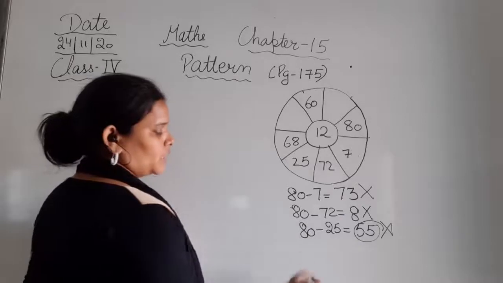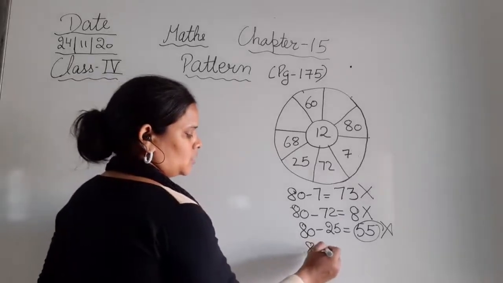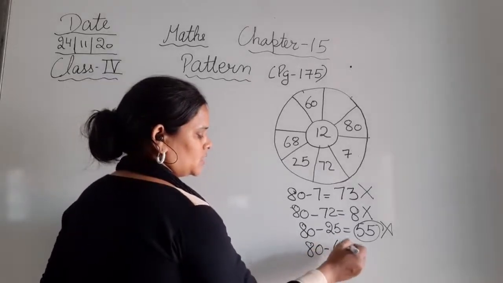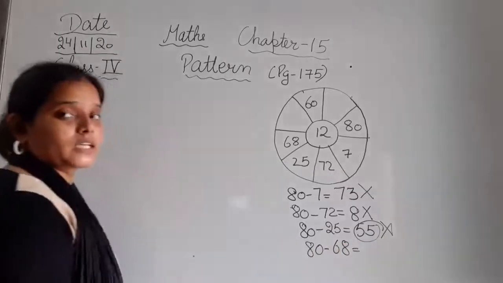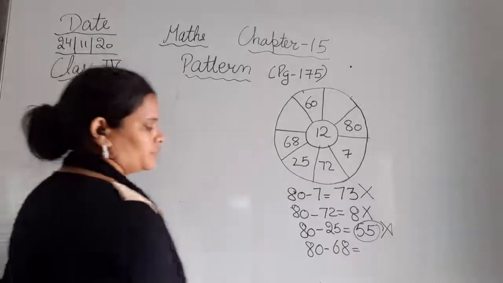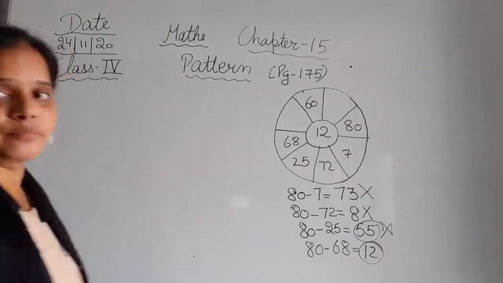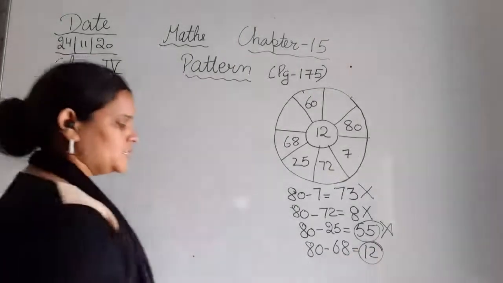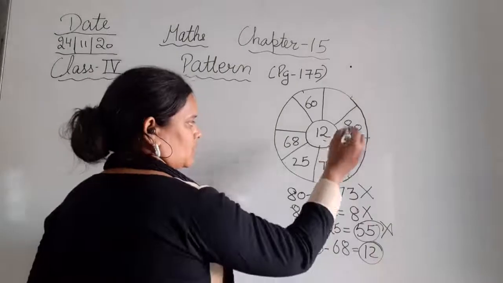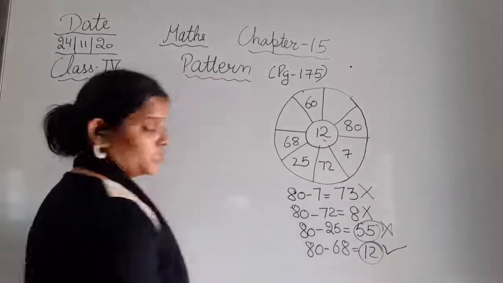Last is 80 minus 68. 80 minus 68 is 12. So कोई भी पैटर्न यहां फॉलो हो रहा है? Yes. तो इसके 80 minus 68 that is 12. वो हमारा आ रहा है, तो that is correct.